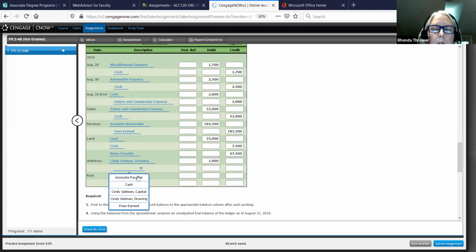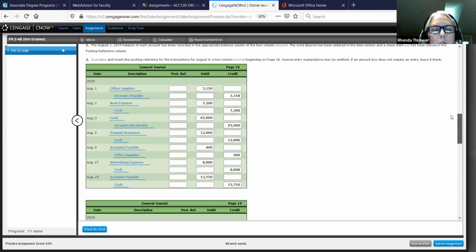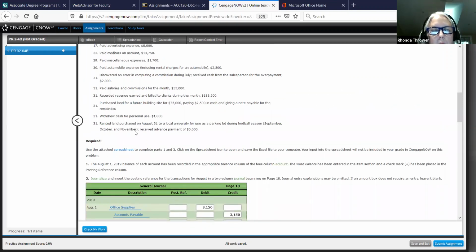The amount the owner withdrew was in cash. Our cash would have been decreased. To decrease cash, you would credit it $1,000. And then we have the last journal entry.